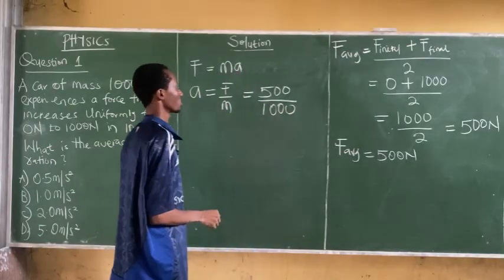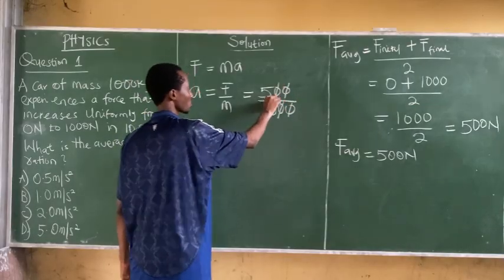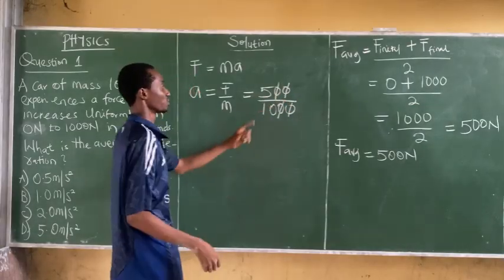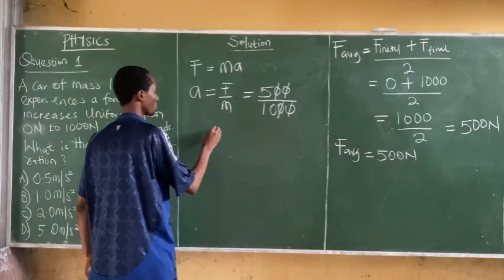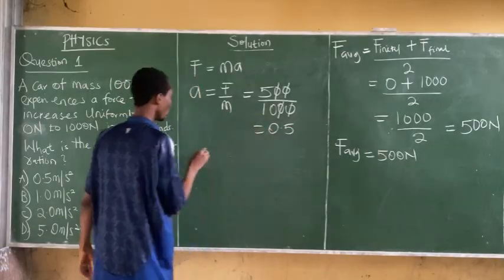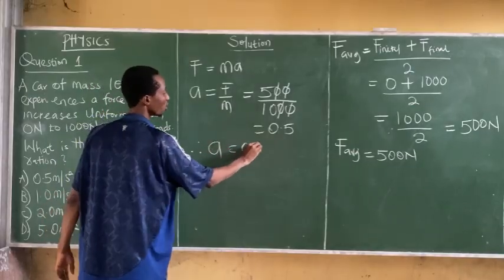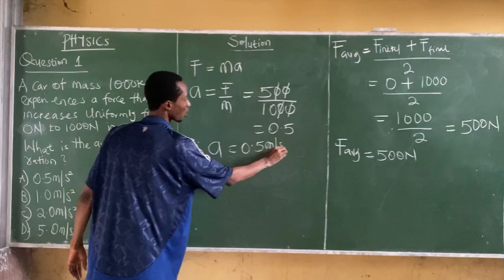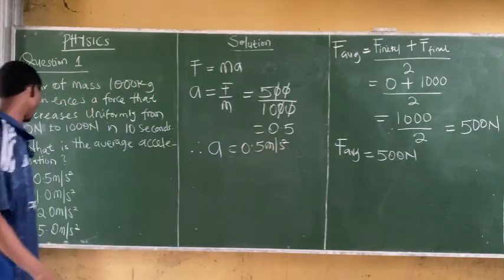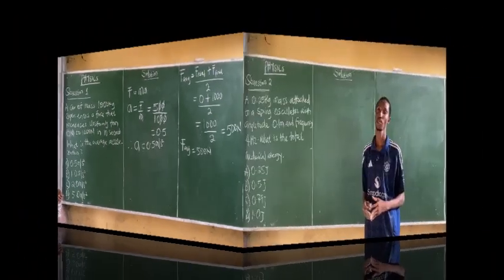So you have 500 divided by 1000. This cancels out. We have 5 over 10. 5 divided by 10, we have 0.5. Therefore, the average acceleration is equal to 0.5 meters per second squared. The correct option here is option A, 0.5 meters per second squared.